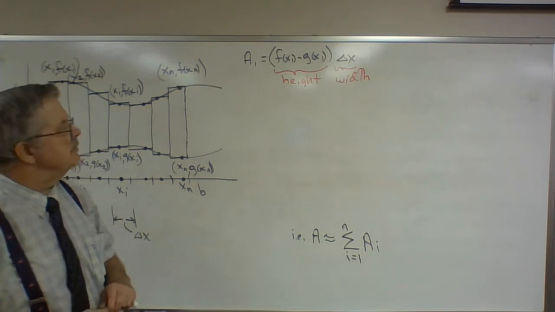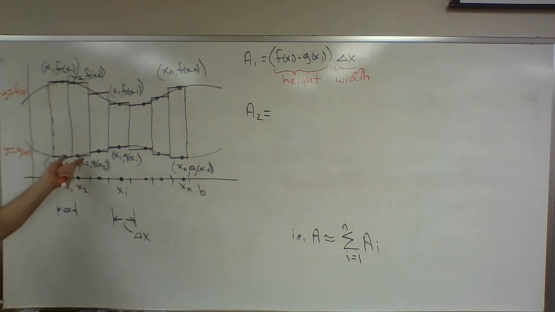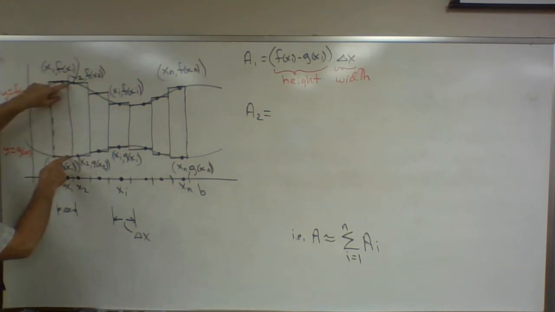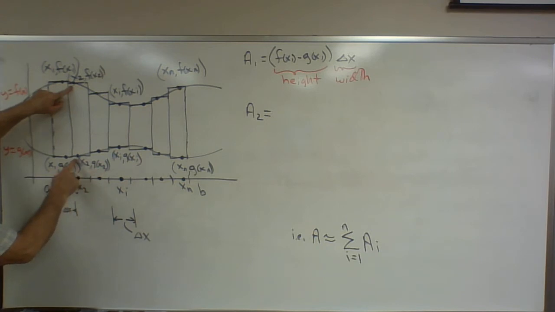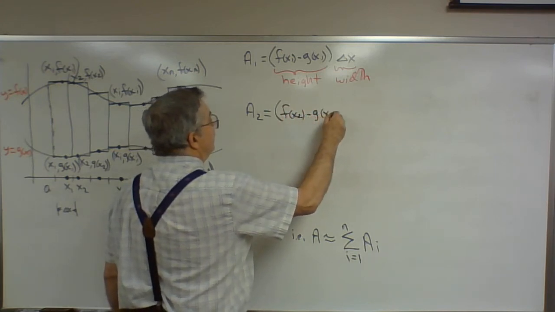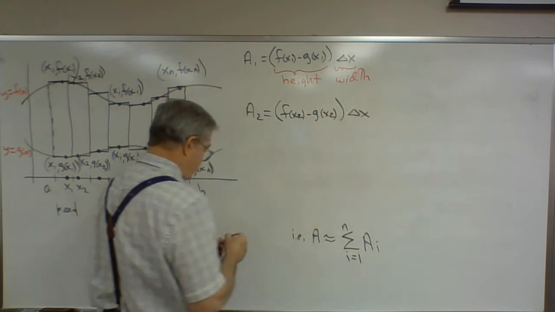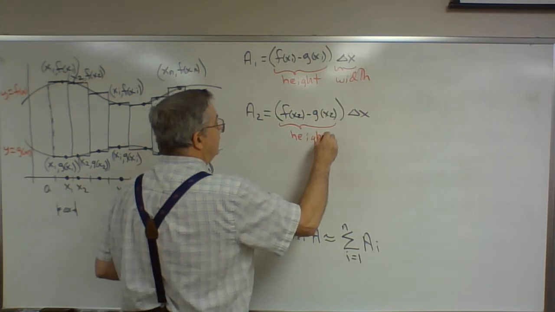So let's do this one or two more times. Second rectangle. The area of the second rectangle. The width of this rectangle is also delta x. And this rectangle, the height goes from g of x sub 2 to f of x sub 2. The height of this rectangle is the difference of the y coordinates. The greater y coordinate, f of x sub 2, minus the lesser y coordinate, g of x sub 2, this is the area of the second rectangle.